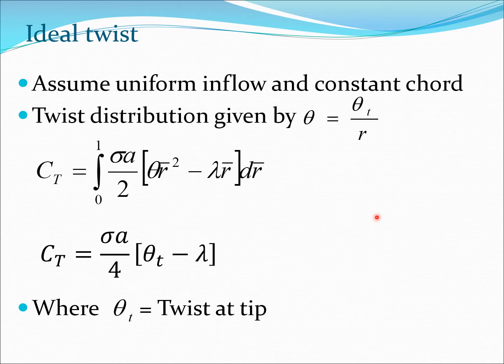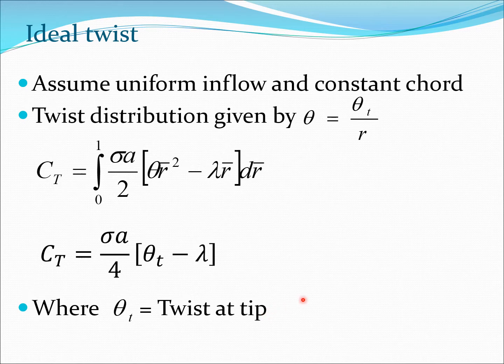So let's look at a particular distribution of theta which is known as the ideal twist. That is defined as theta equals theta_t by r. Now we also presume uniform inflow and constant chord. In that case, this particular integral takes a very simple form. If you substitute theta equals theta_t by r, there is a cancellation and you get this integral expression once you integrate this function. Here theta_t is the twist at the tip.